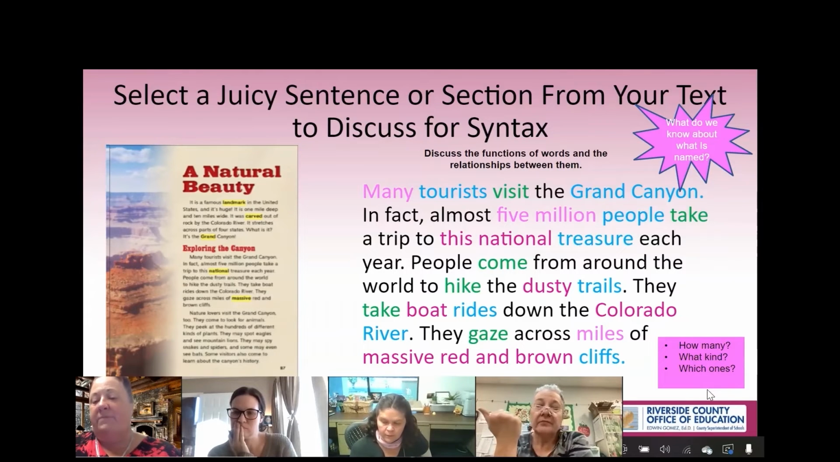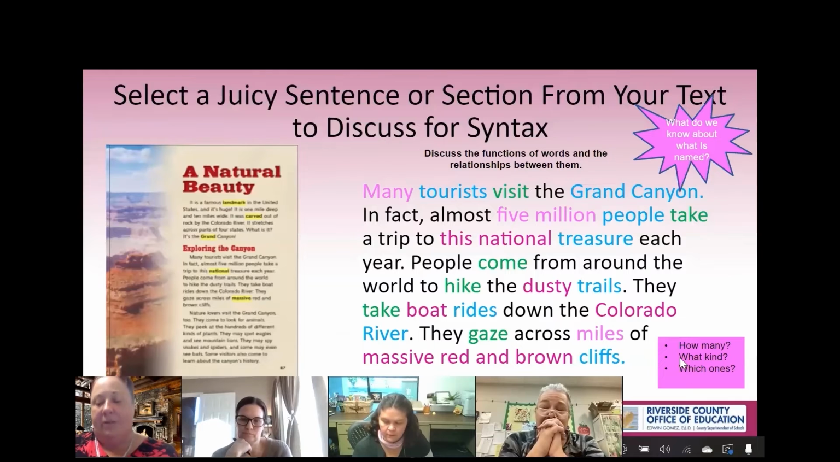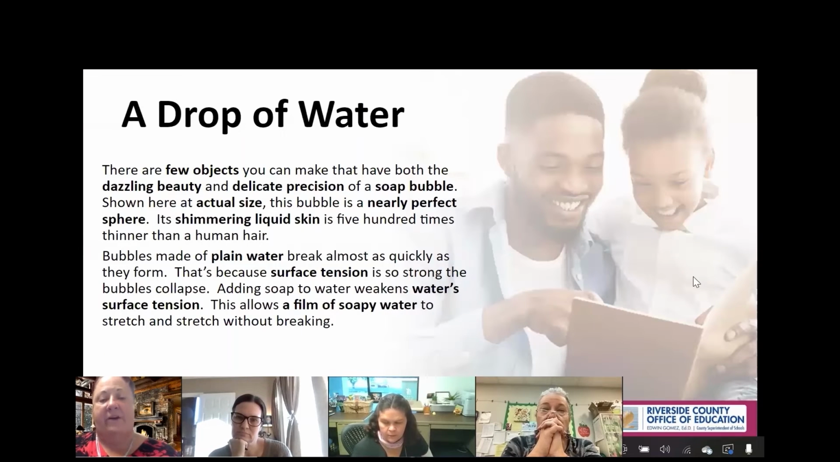So here are the prompts I love to use: how many do we have? What kind do we have? Which ones are they talking about? This is some pretty serious in-depth comprehension work that really needs to be done if we want our students to tackle a complex text. Because if we don't slow down and do some of this work with them, they'll skip right over all these words and not really have a deep meaning about what this paragraph is about. But we also have to teach them how to do it.